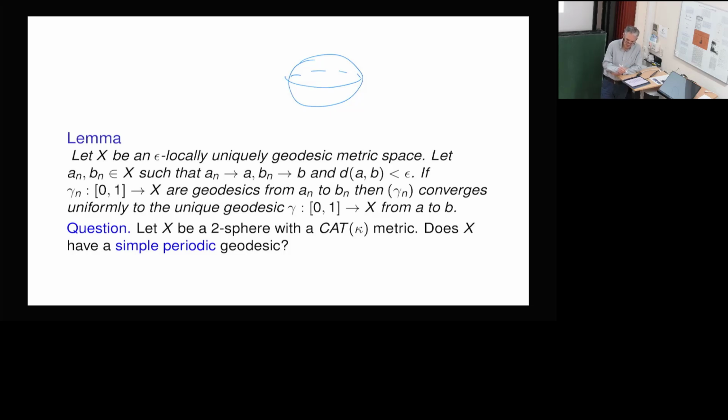Yes? Do I understand right that a periodic geodesic on a metric space is when we can extend our initial geodesic on the segment to a periodic curve? A periodic geodesic is just an image of S1, right? That's my definition of periodic geodesic: a homeomorphic image of S1 that is a geodesic.